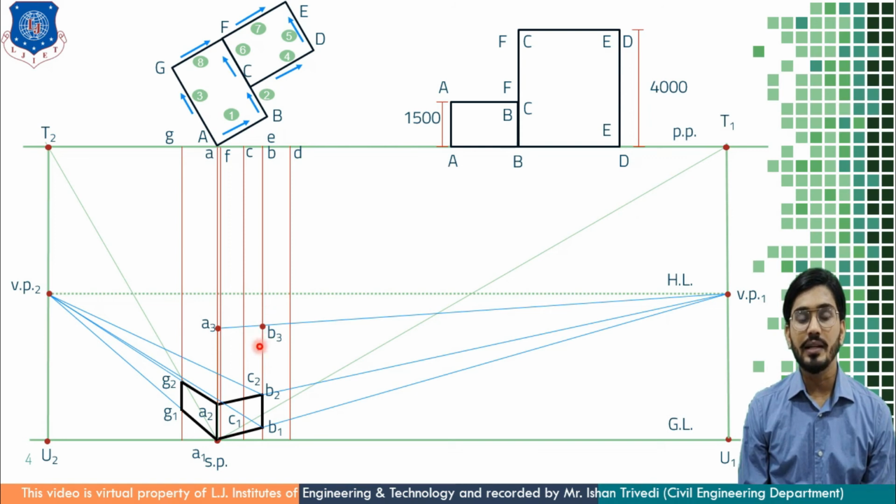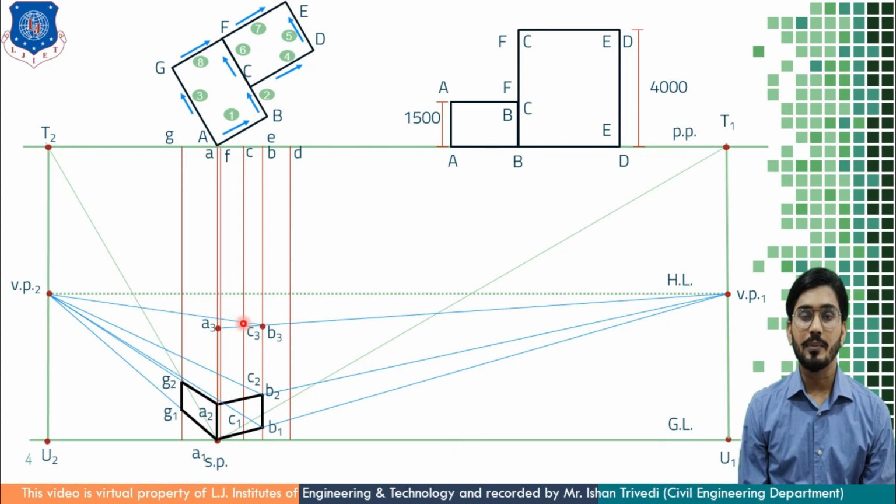Now what is the movement from B to C? It is left hand side. So from the B3 point I am going to connect VP2, because the movement is from right hand to left hand side, and that movement is at this side. So I am connecting VP2 and I am getting the third point, that is the C3 point.